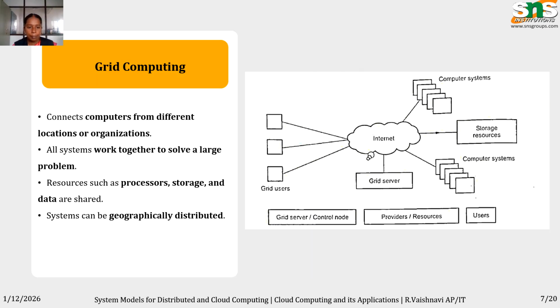Second model is grid computing. It connects computers from different locations of the organization. All the systems work together to solve a large problem. Resources such as processor, storage and data are shared. Third, the systems are geographically distributed. This is the architecture for the grid computing model.